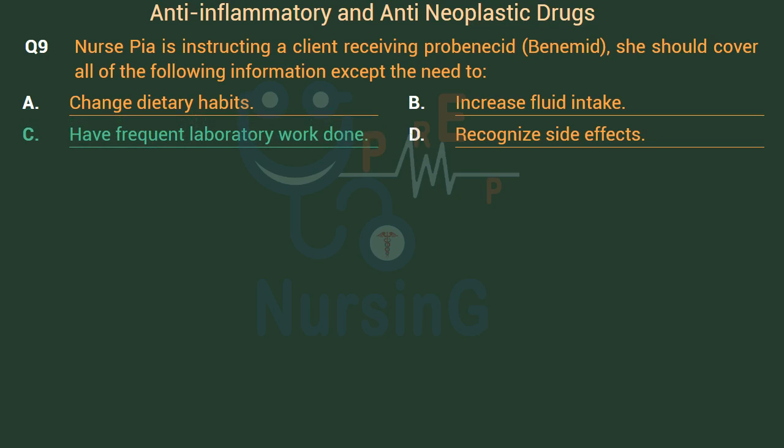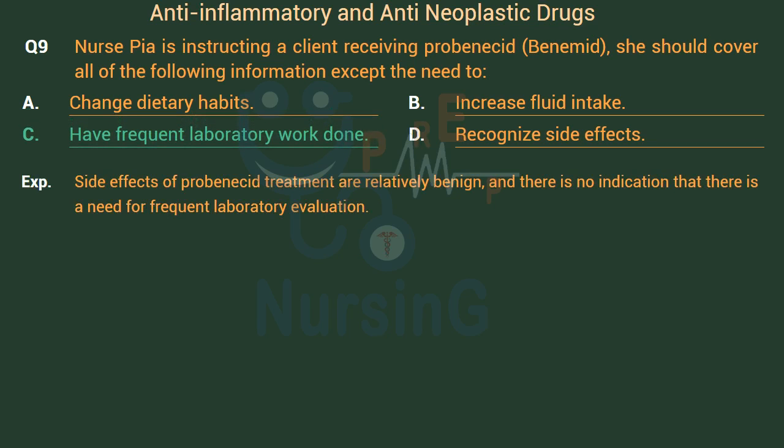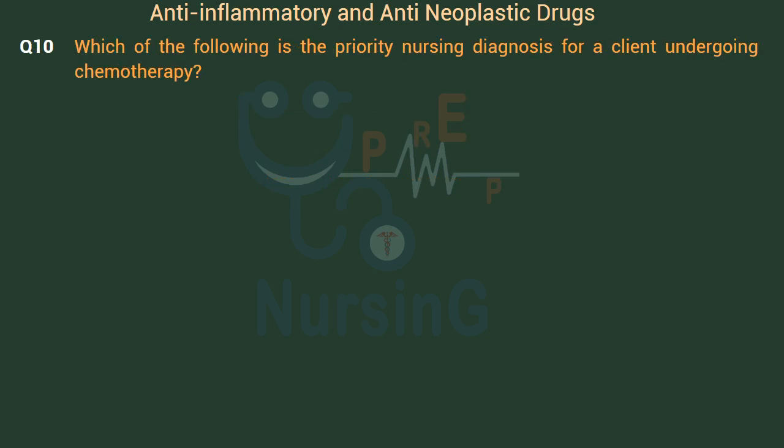Have frequent laboratory work done. Side effects of probenecid treatment are relatively benign, and there is no indication that there is a need for frequent laboratory evaluation. Which of the following is the priority nursing diagnosis for a client undergoing chemotherapy?